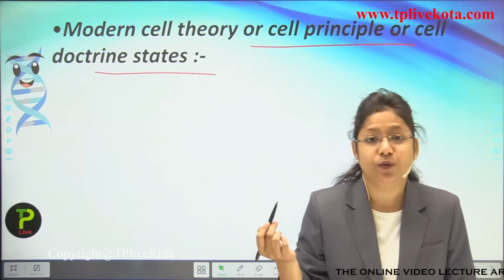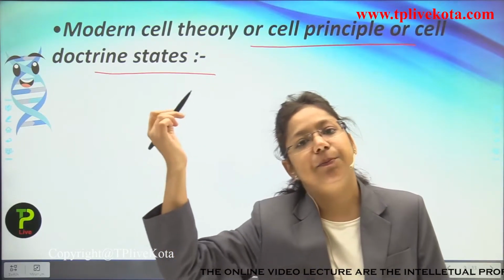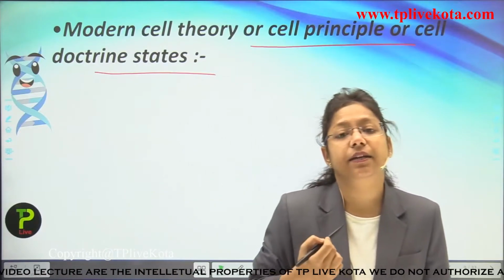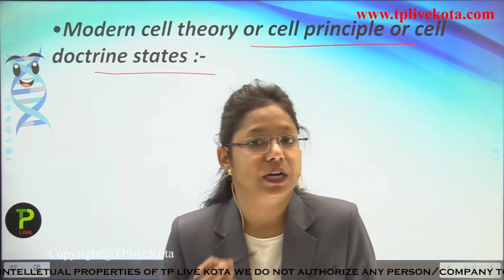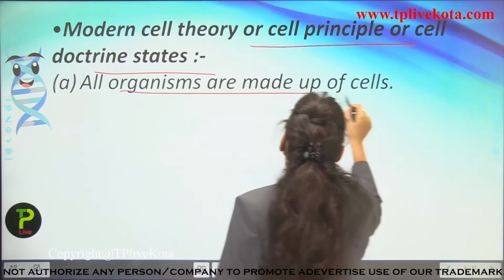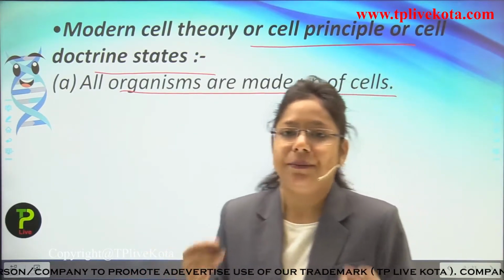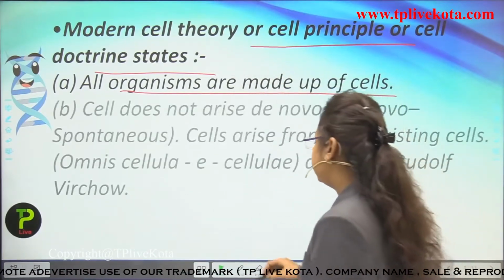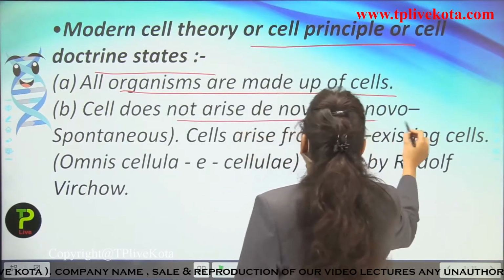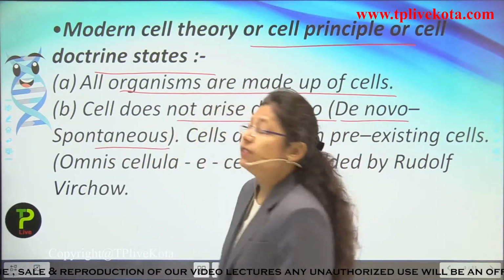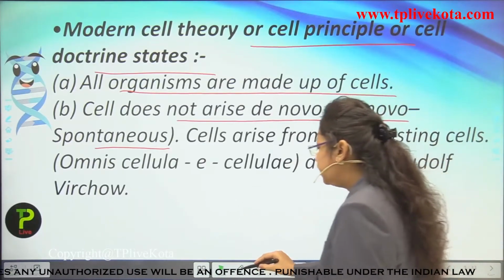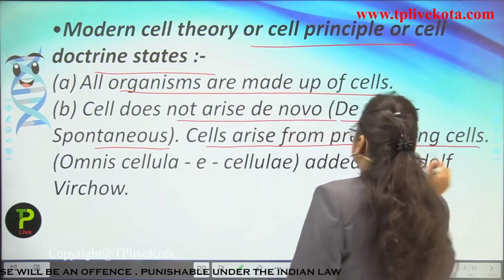Now this is a new world of the cell. In the previous time, the discoveries were carried on, and those discoveries were very important for us to understand. So all organisms are made up of cells. That is very common, you know this. Next, cells do not arise de novo. De novo means spontaneously, so cells do not arise spontaneously. What happens is that cells arise from pre-existing cells.